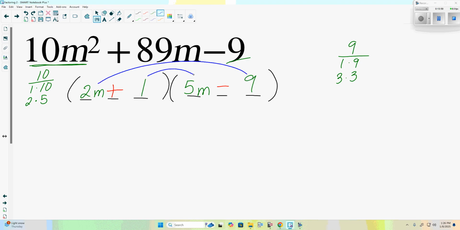And we can check this here. 2m times negative 9, 2 times negative 9 is going to be negative 18m. 1 times 5m is going to be plus 5m, giving us negative 13m. Is that the middle term we wanted?